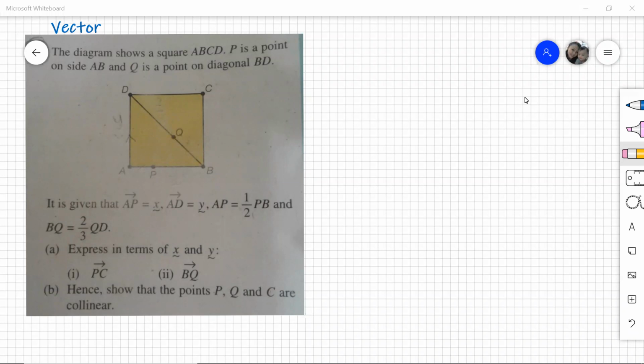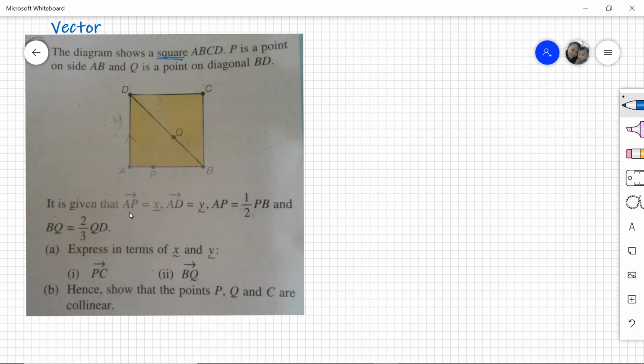Everyone, so let's discuss this vector question. The diagram shows a square ABCD. Now, when you see the keyword, the shape, the square, that shows that all sides are equal in length and the opposite pairs are also parallel. Okay, and P is the point on side AB and Q is on the diagonal BD. It's here. And now let's fill in the important information.